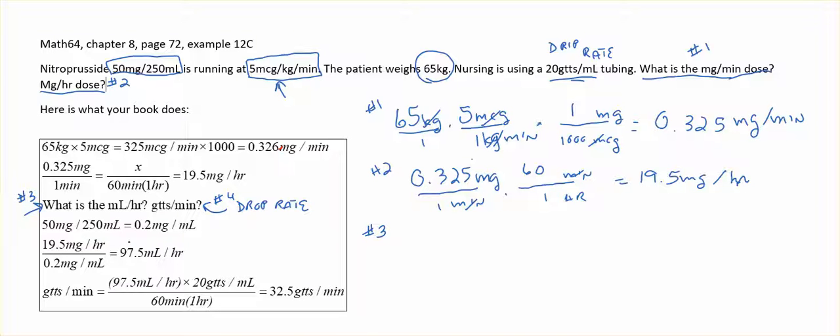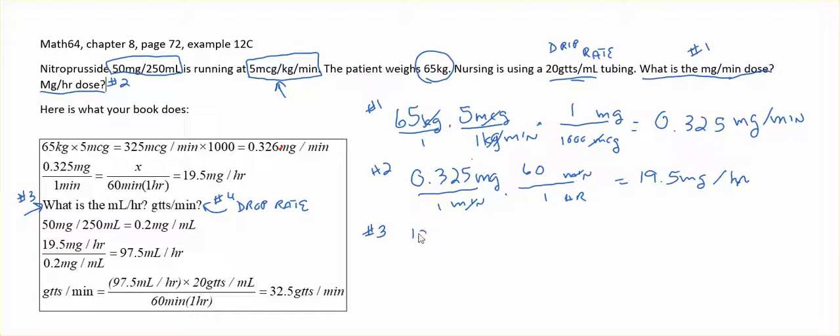On number 3, they want to know, what is this in milliliters per hour? Right now, I have milligrams per hour. So I'm going to start with my milligrams per hour. I'm going to put that here, 19 point, that's terrible. Let me erase that. Okay, let me get back and get that.